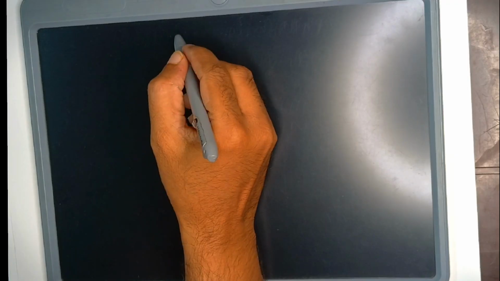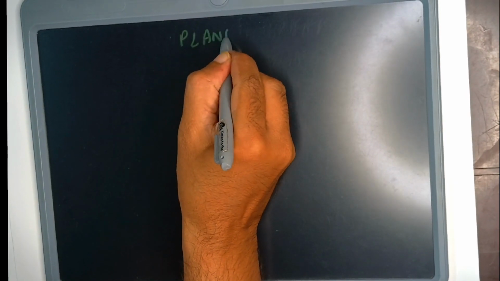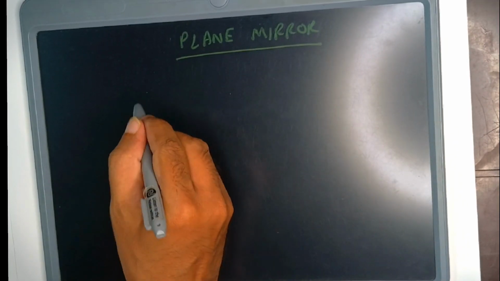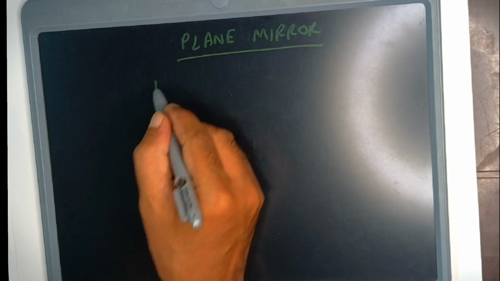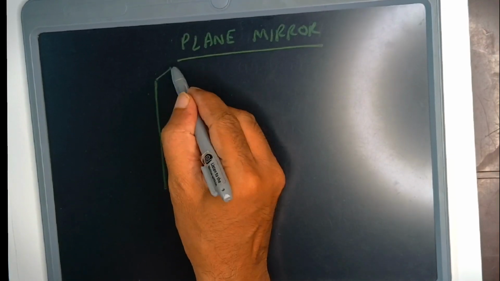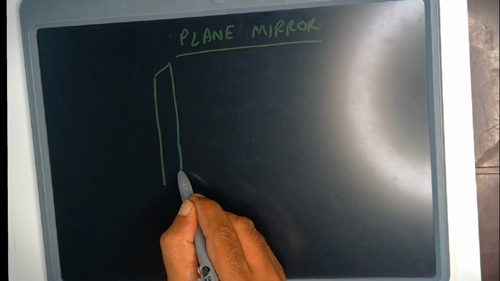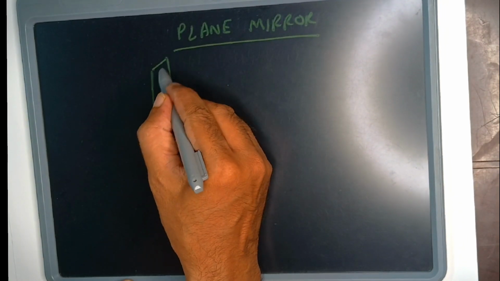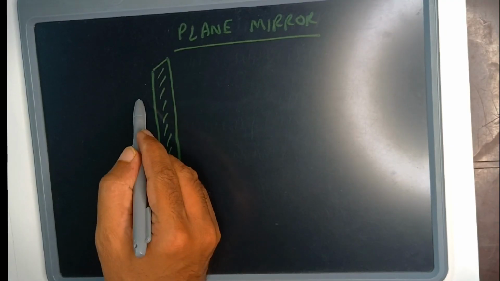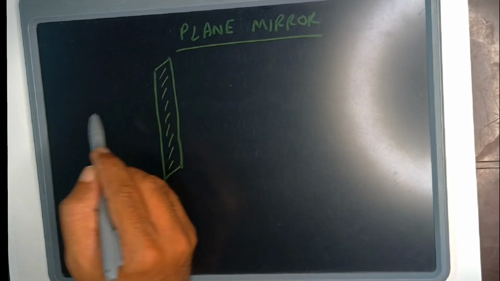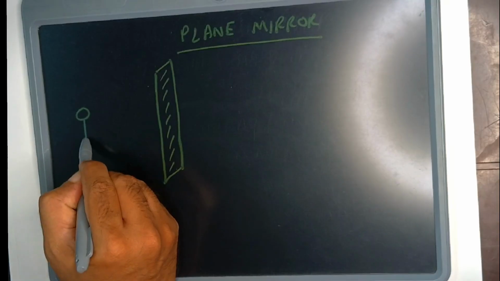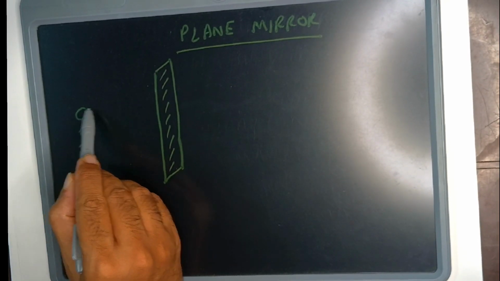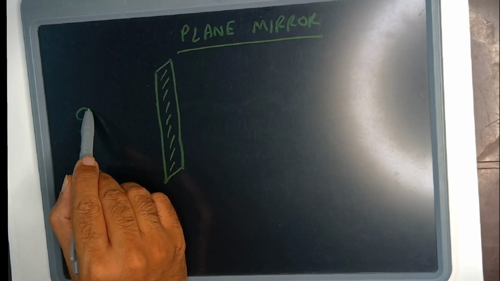A plane mirror is a flat structure. It's a straight structure. If you see it, it is something like this. Right? On one side it is polished. This side it is polished, and this side it is shiny. So if you stand in front of the mirror, and when you see the mirror with your eyes, you actually see your image.